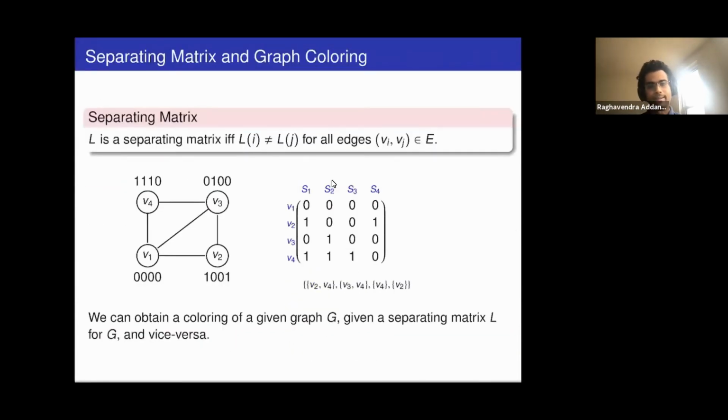As you might have guessed, the separating matrix is essentially equivalent to graph coloring. Let's look at this matrix and view each row as a label for the node. So for vertex V1, the row vector associated with V1 could be thought of as a label for V1. For node V2, the row vector associated could be thought of as a label for V2, so on and so forth. Because two nodes which are connected by an edge will never share the same vector, they are, in some sense, colored. This is a proper coloring of the graph. So given a separating matrix, we can obtain a proper coloring and vice versa.